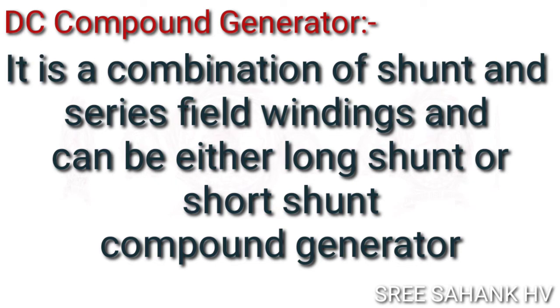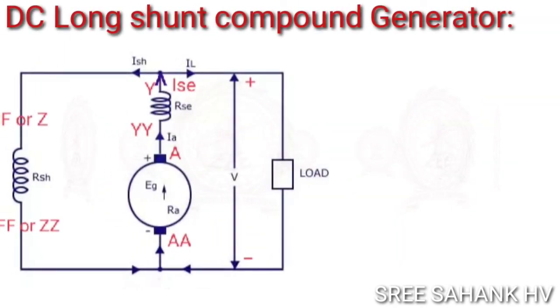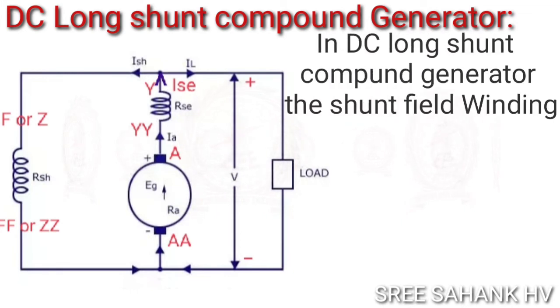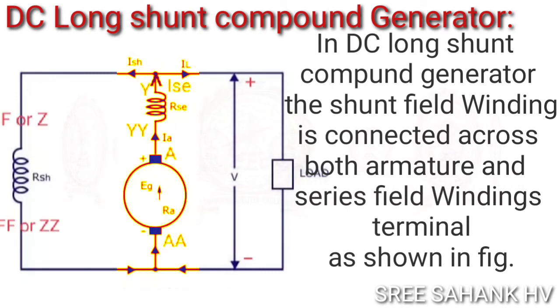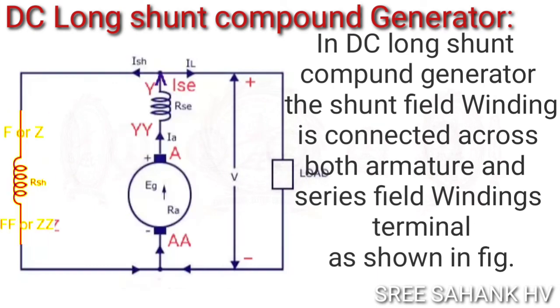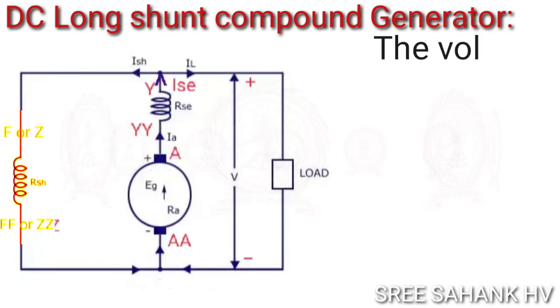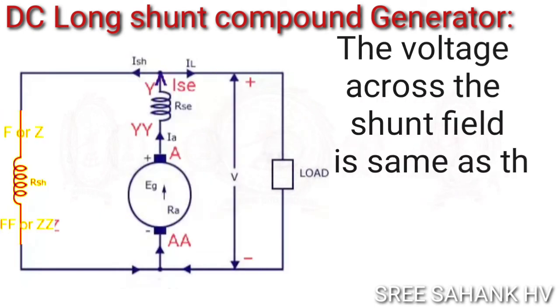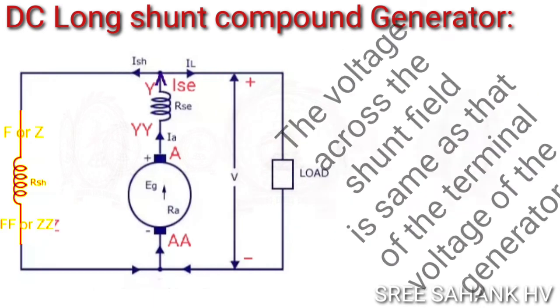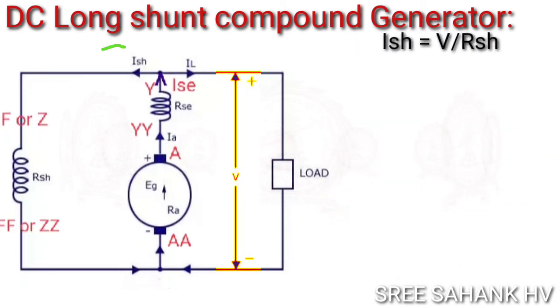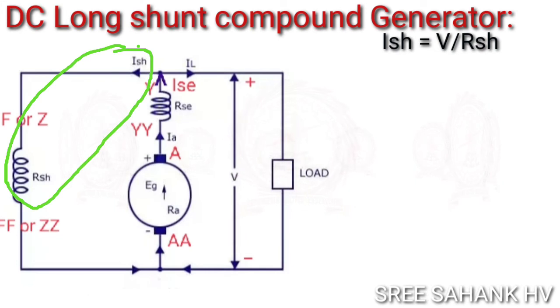The following figure shows the long shunt compound generator. In a DC long shunt compound generator, the shunt field winding is connected across both armature and series field winding terminals, as shown in the figure. The voltage across the shunt field is the same as the terminal voltage of the generator. Here the current and voltage equations are ISH is equal to V by RSH, by applying Ohm's law.